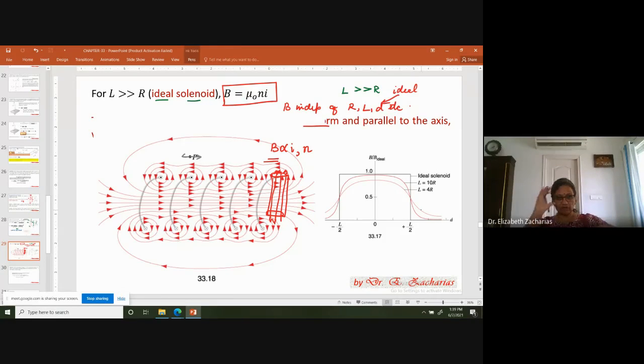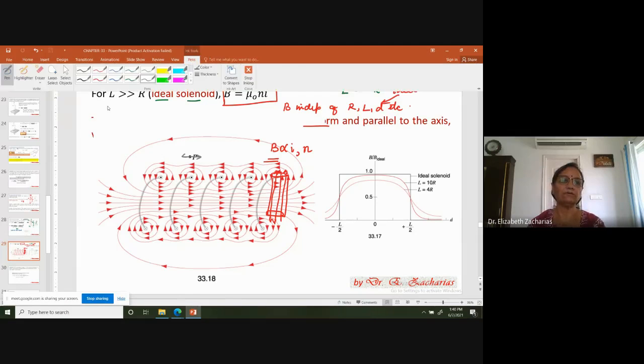There will be circular loops because of each of these turns. The turn at the top has a current coming outside, so it will have a magnetic field like this. For the bottom turn, the magnetic field is in the opposite direction. Both of those will cancel out. So effectively, if it's an ideal solenoid, outside the solenoid the magnetic field is zero, and inside the solenoid it is uniform and parallel to the length of the solenoid.